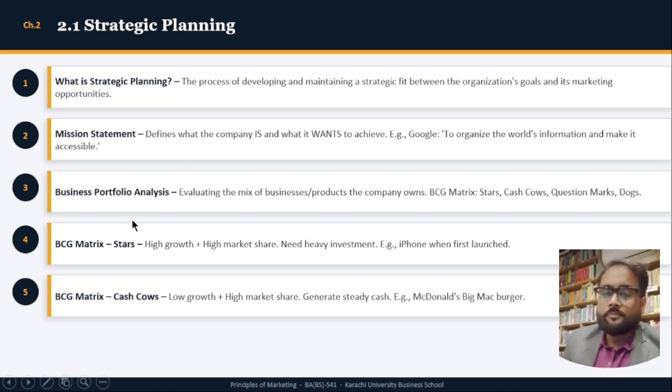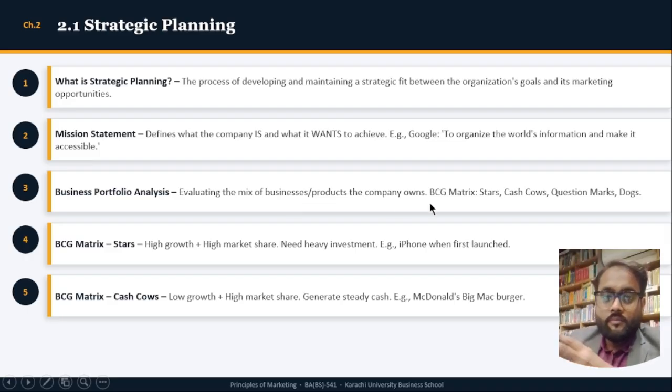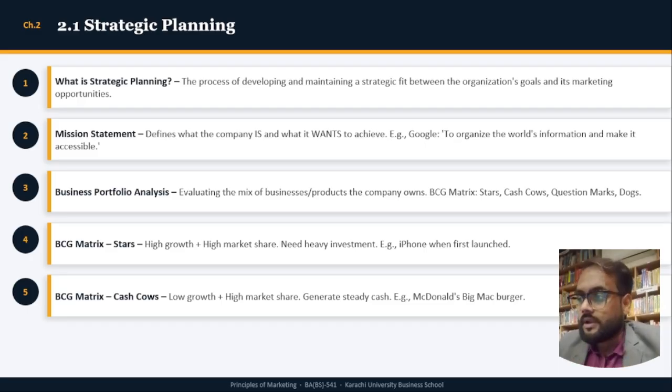Business portfolio analysis means evaluating the mix of business products that the company owns. We're talking about the different products of the company. In business portfolio analysis, we use the BCG matrix. In the BCG matrix we have four things: the cash cow, the star, the question mark, and the dog. We're going to discuss each of them.